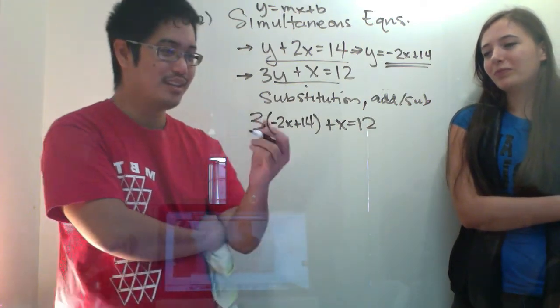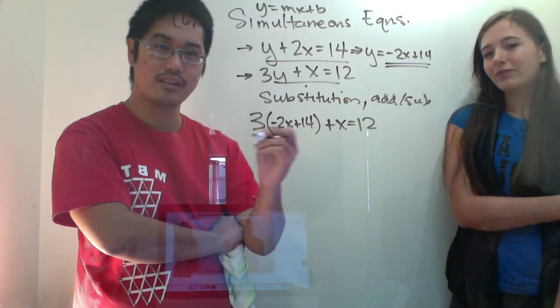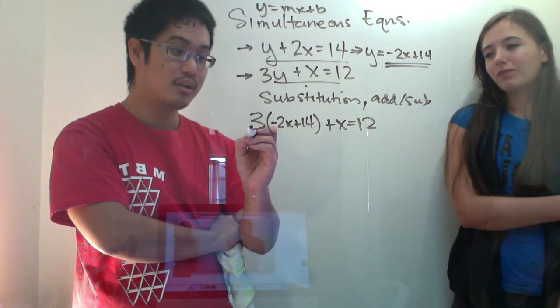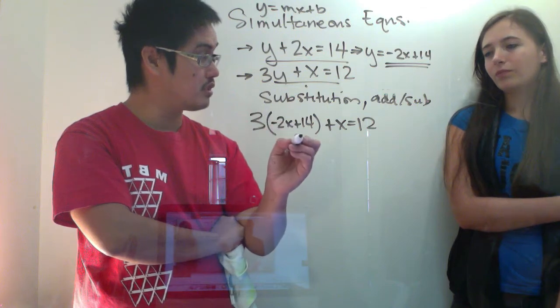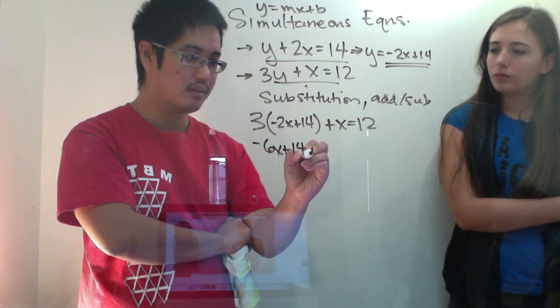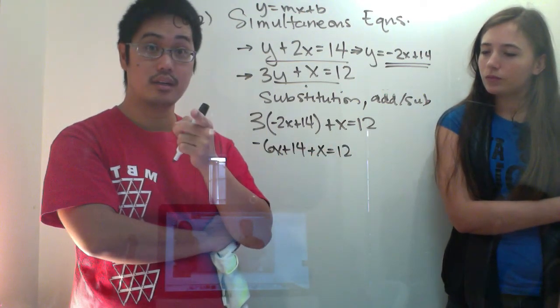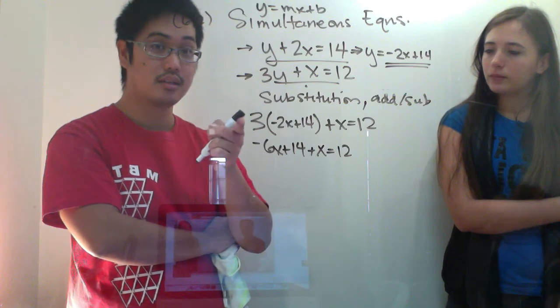Alright. At this point, this is just straight up algebra, and it's not even that hard algebra. I'm going to distribute this 3 into the parentheses. So I have negative 6x plus 14 plus x equals 12. Are we cool with that? You guys good? Because all y'all are wrong.